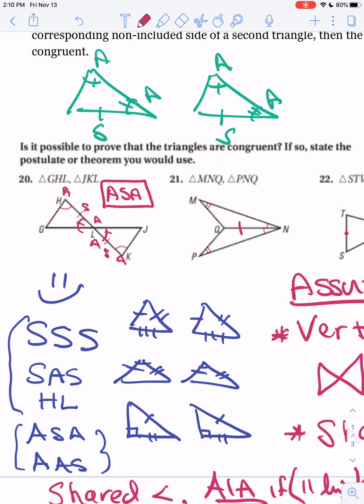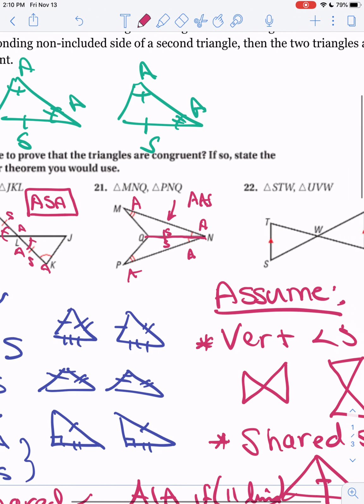The second one here, we see they share a side. As soon as you see they share a side, you slash that. That's the reflexive property. And then I assess what I have. I have an angle, angle, and another side. Do you see how this side is not between the two angles? So this one is considered angle, angle, side.